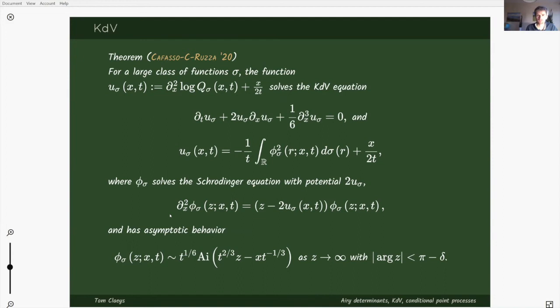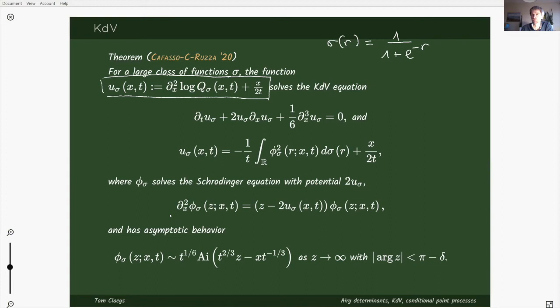One is a connection with the KdV equation. Recall that for Q equal to the Tracy-Widom distribution, I already explained to you that this function U is a solution to the KdV equation. Now, this is also true for this sigma of R that we considered, which was 1 over 1 plus e to the minus R. And it's also true for a quite large class of functions sigma.